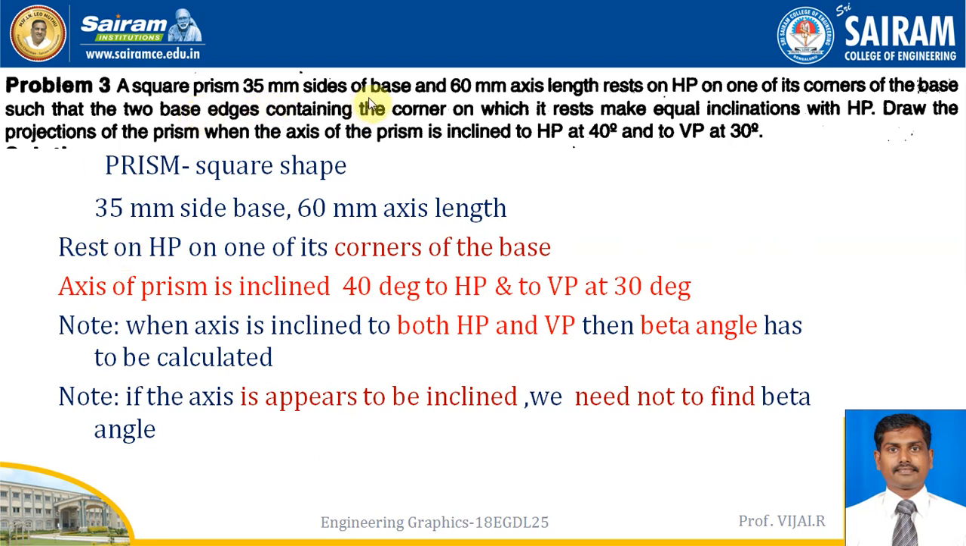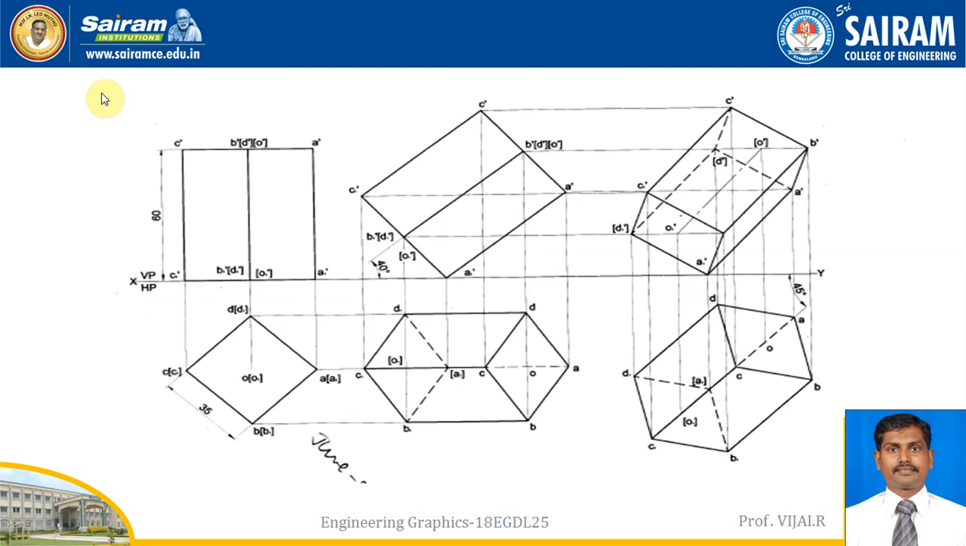A square prism of 35 mm side of base and 60 mm axis length rests on HP on one of its base corners, such that the base contains the corner which makes equal inclination with HP. Draw the projections of the prism when the axis of the prism is inclined to HP at 40 degrees and to VP at 30 degrees. See problem number 3 and problem number 2.